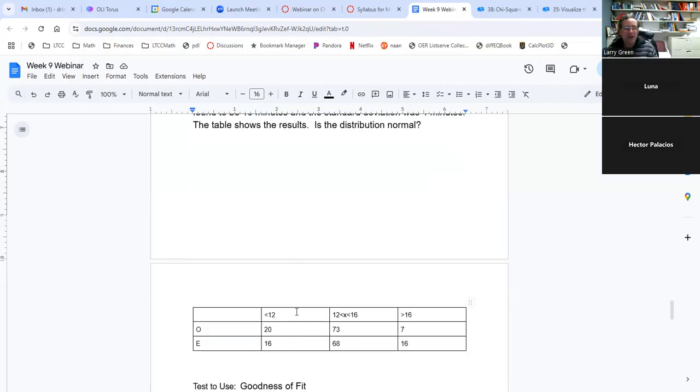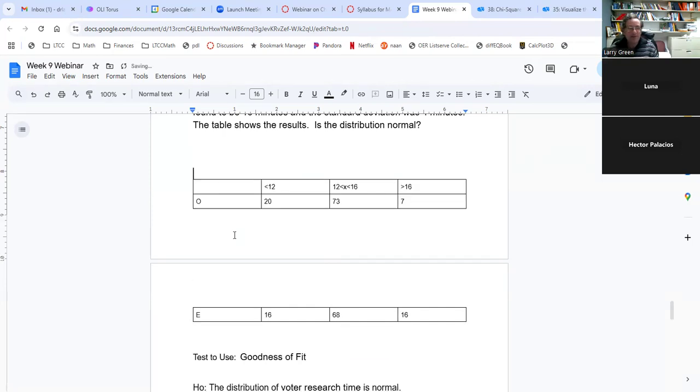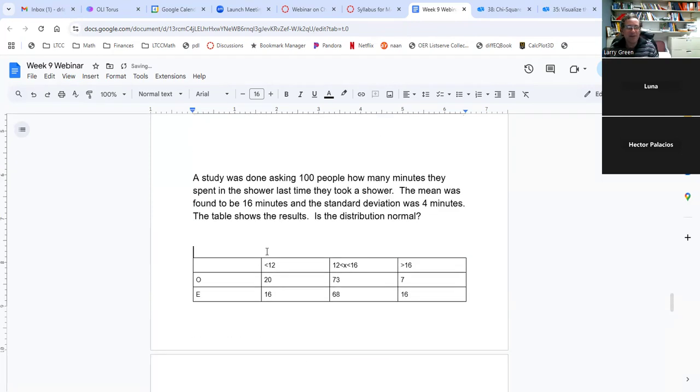Okay. So what we're going to do is look at the data. And maybe I'll do this so we can see it together. There were 100 people that were observed. 20 of them spent less than 12 minutes in the shower. 73 of them spent between 12 and 16 minutes. And 7 of them spent more than 16 minutes.